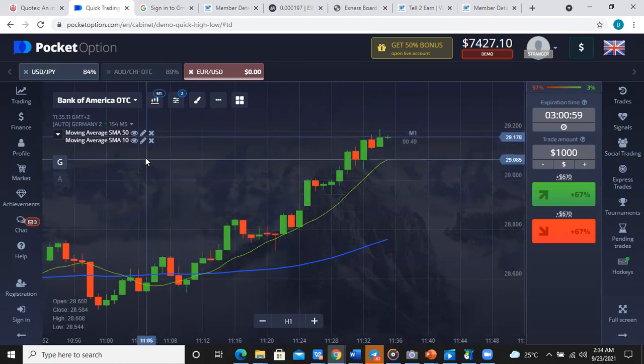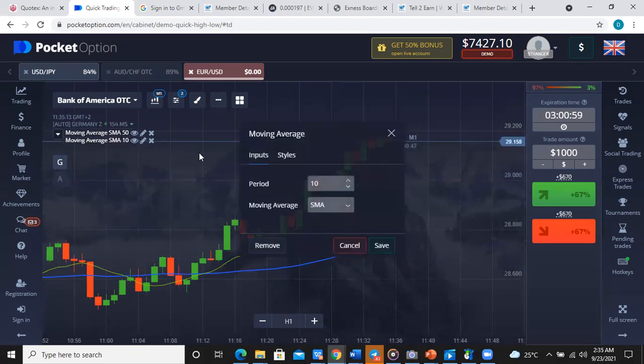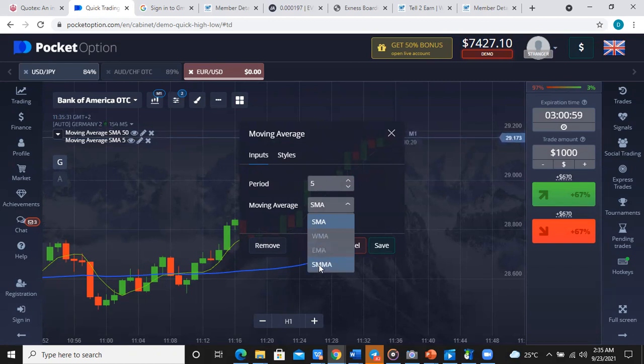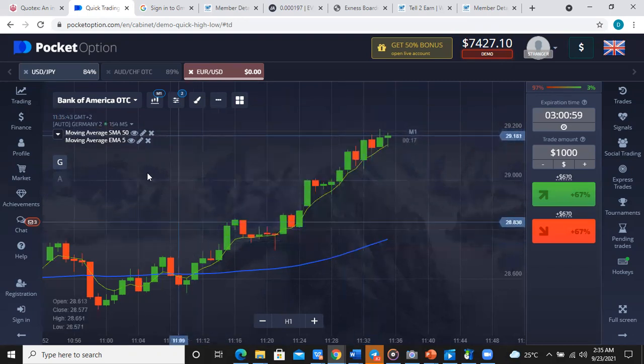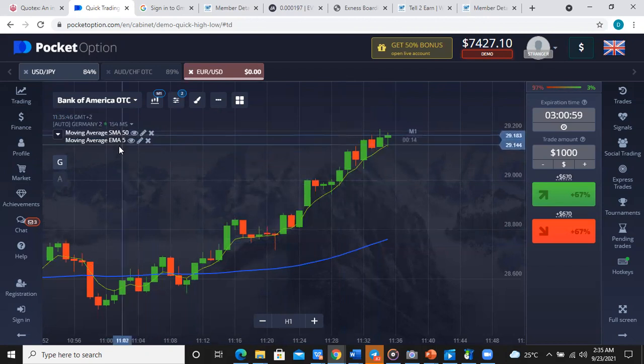Now, when I come over here, the second one, I can change it, and then maybe I can leave it like this, or maybe I can change it to 4 or 5, any number at all. And then when I come down here, you can see SMA, WMA, EMA, SMMA. So when I click on EMA, that is the exponential moving average. So I can save it, and then just as you can see, EMA here.